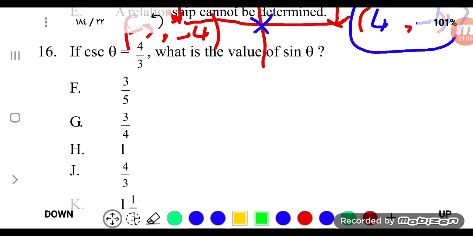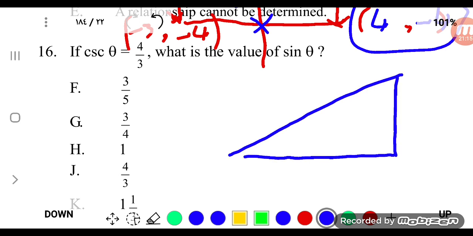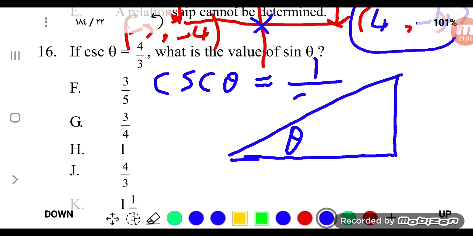Cosecant theta is 4/3. What's the value of sine theta? Okay, here we draw a triangle like this. This is angle theta. Cosecant theta is 4/3. This means you know that cosecant theta is equal to 1 over sine theta. Cosecant is 1 over sine.